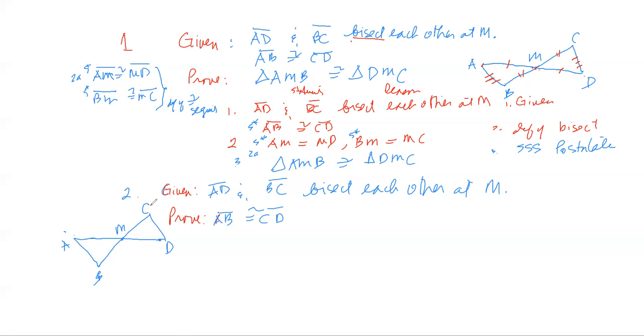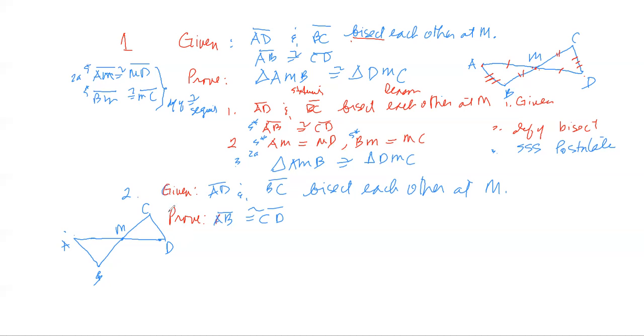Now, let's take a look at number 2. They are almost the same. Segment AD and segment BC bisect each other at M. The same given. However, we are not given this. We don't know what these are here.